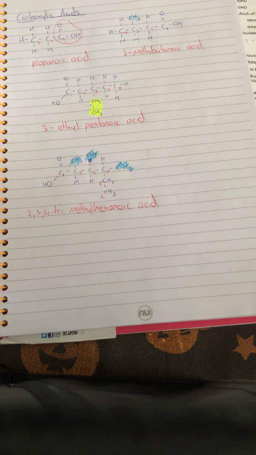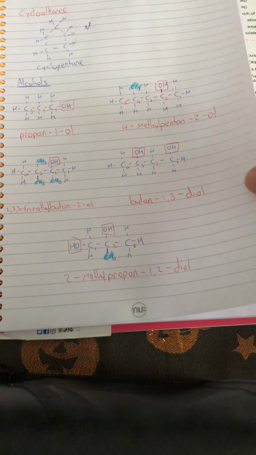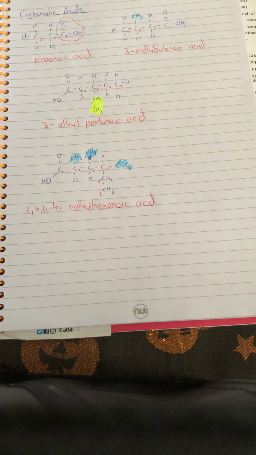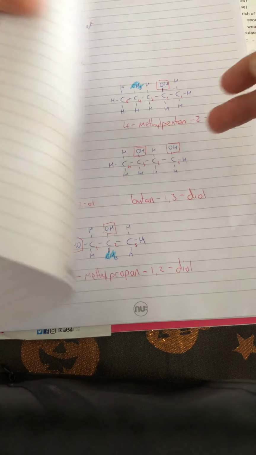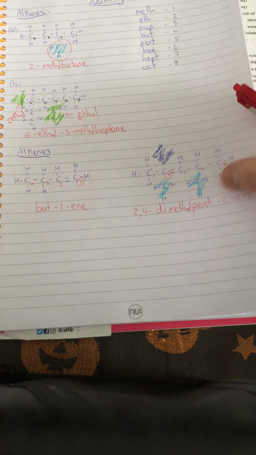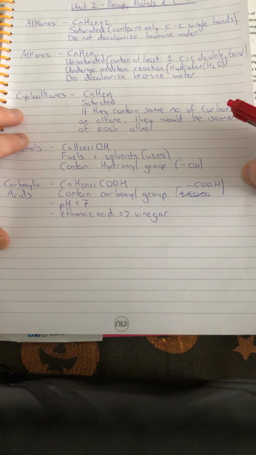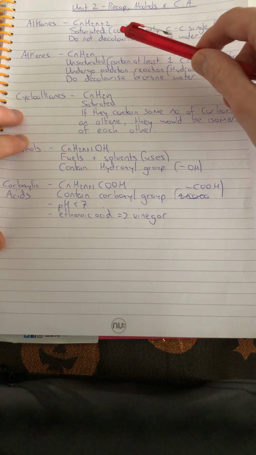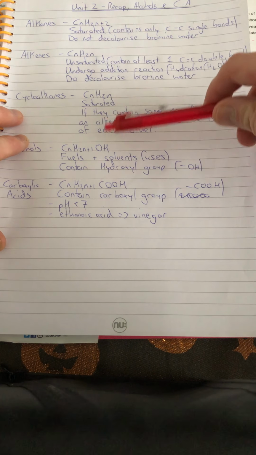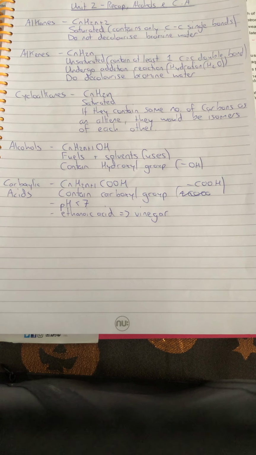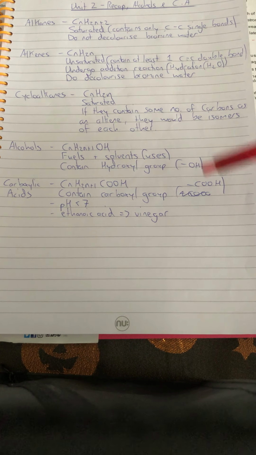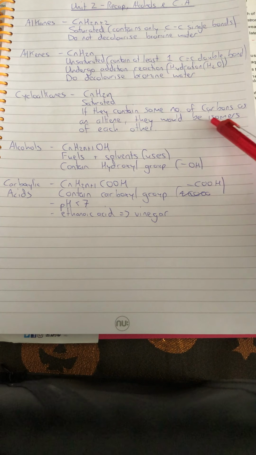So the main points that you need to know are how to name each homologous series: carboxylic acids, alcohols, cycloalkanes, alkenes and alkanes. But you also need to know this part: you need to know your general formula for each one. There's no excuse. You need to know about the whole saturated, unsaturated thing. You need to know about isomers.